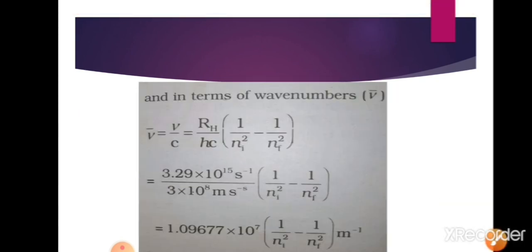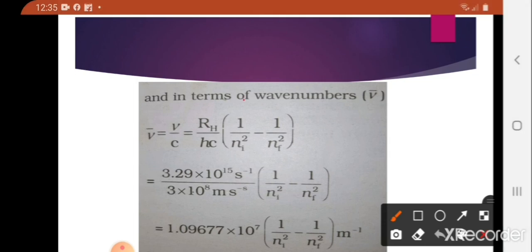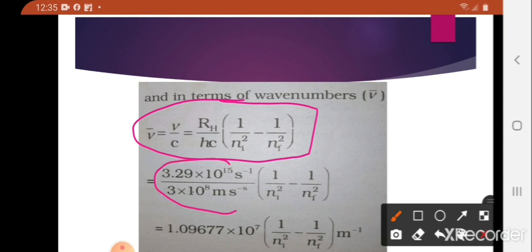And in terms of wave number, nu bar, we can write nu bar is equal to nu by c, that is equal to RH divided by h into c into 1 by Ni square minus 1 by Nf square. By substituting the values for the constants, we get the equation nu bar is equal to 1.09677 into 10 raised to 7 into 1 by Ni square minus 1 by Nf square.